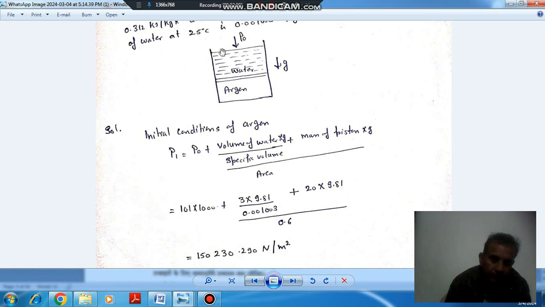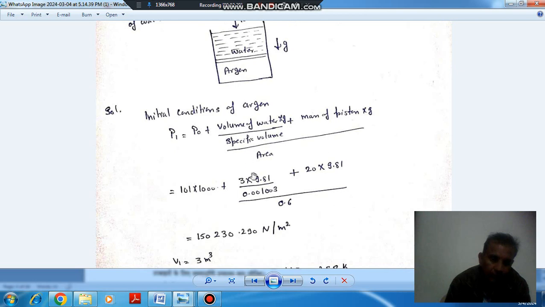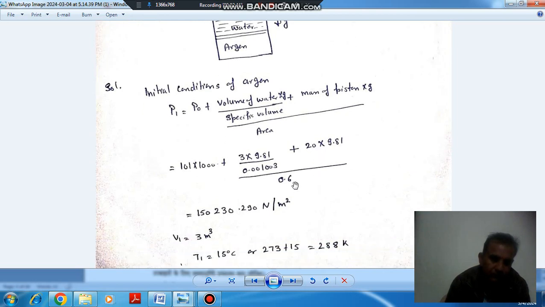The pressure on argon is P naught plus weight of water plus weight of piston, divided by area. Weight of water is volume of water into g divided by specific volume, and weight of piston is mass of piston into g. Volume of water is given as 3, g is 9.81, specific volume is 0.001003, and weight of piston is 20 into 9.81. Cross-section area of piston is given as 0.6, and P naught is atmospheric pressure, 101 kPa or 101 into 1000 Pascal.